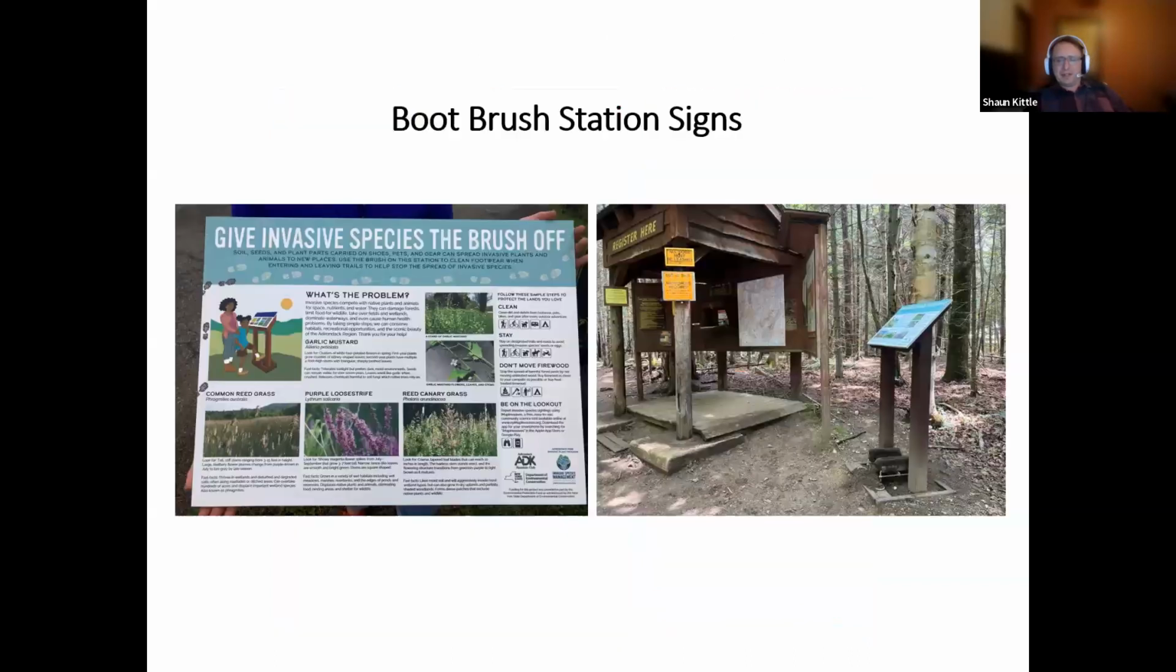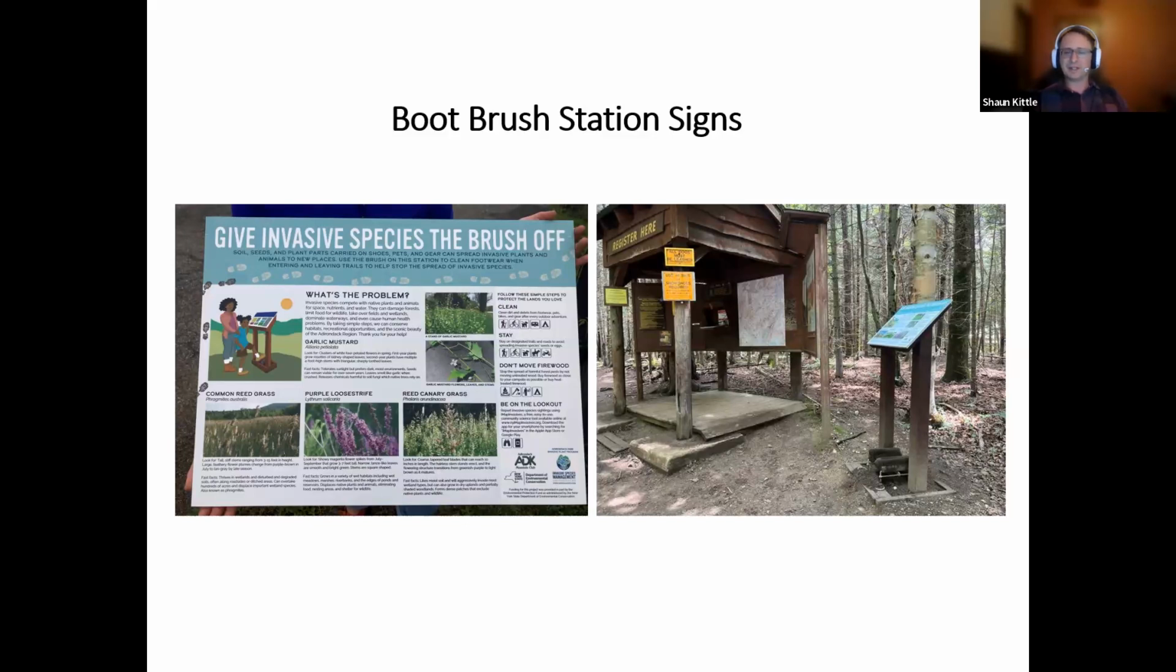Okay, next slide, please. So we also give away 2 free boot brush signs every year. You can see 2 examples right here. The one on the left is one we recently completed for the Adirondack Mountain Club's Cascade Welcome Center. And then actually I drove by yesterday and saw that it was installed. And then the one on the right is the one that we did for the Adirondack Lodge last year. So you can kind of see what it looks like once it's installed.